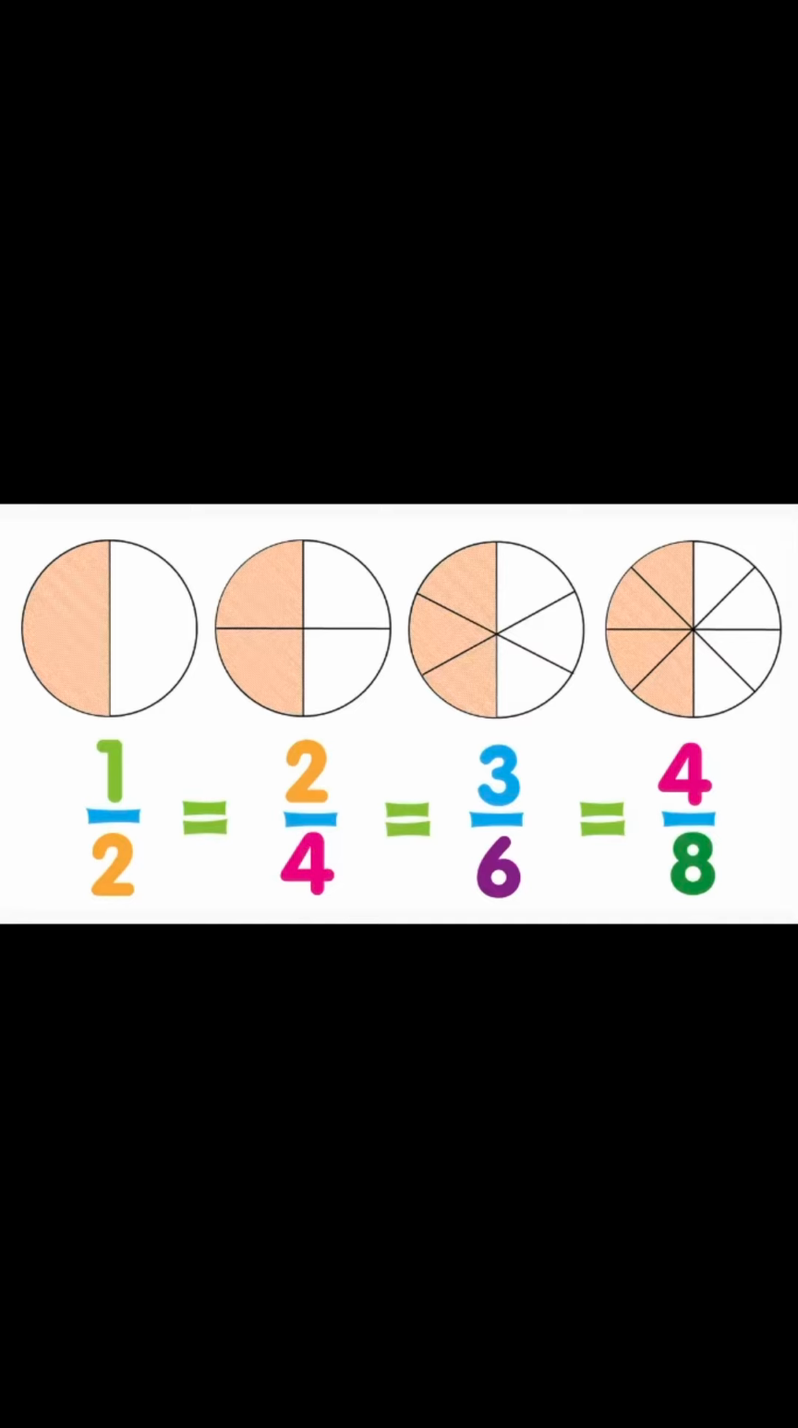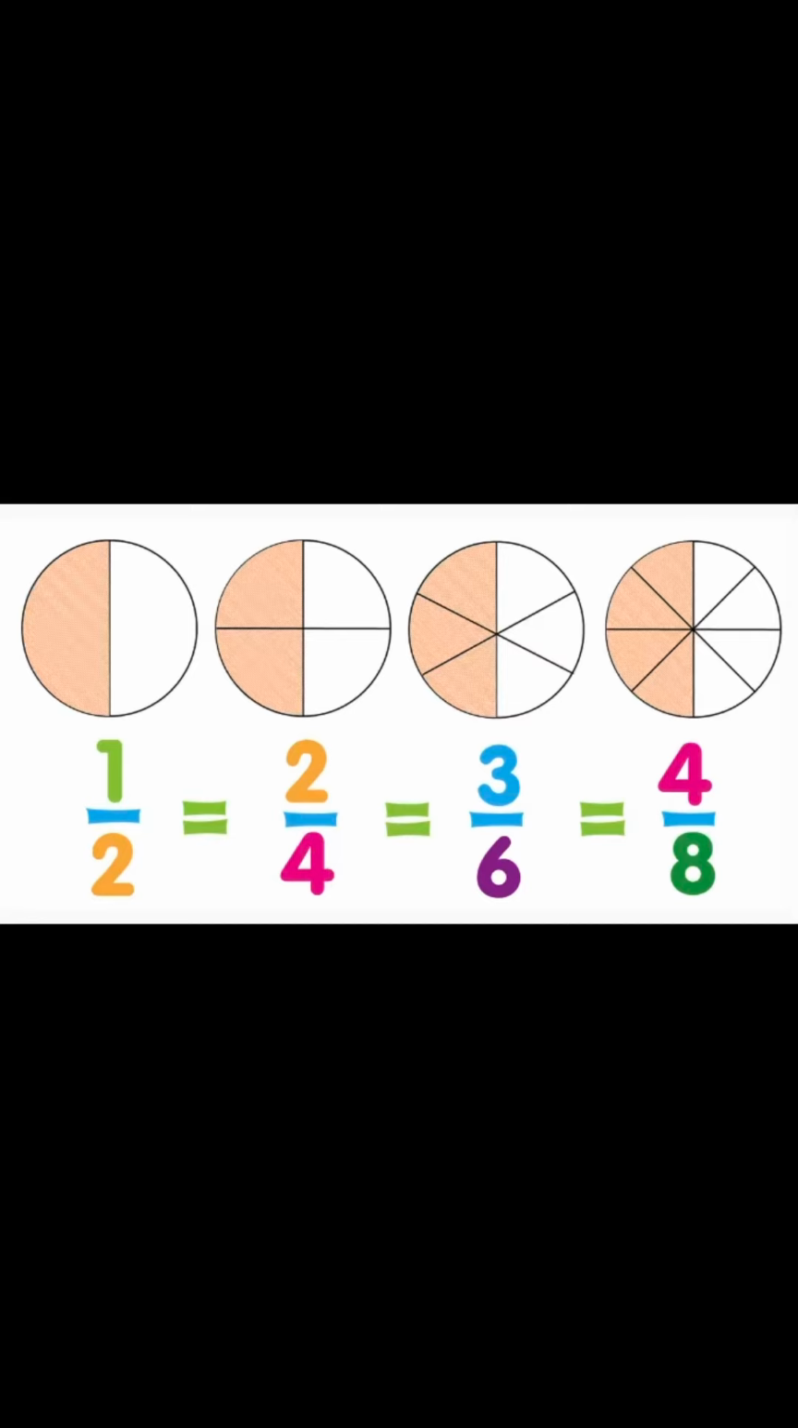That is demonstrated by the first picture showing that there are only two pieces and half of the whole shape is coloured in. On the second picture, there are two sections out of 4 shaded in. However, as you can see, there is still half of the entire shape covered. Similarly for 3/6 and 4/8.